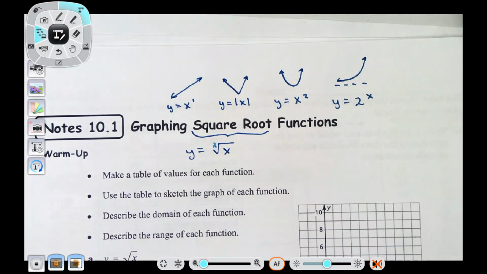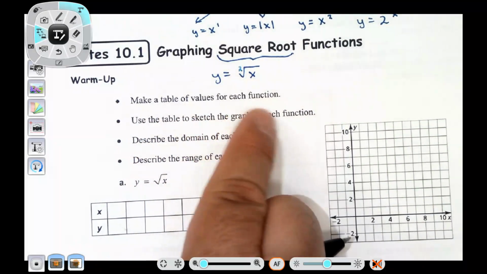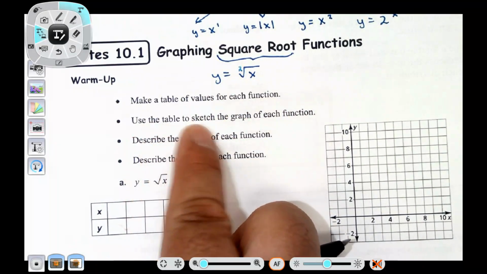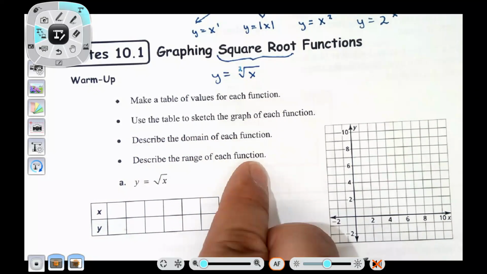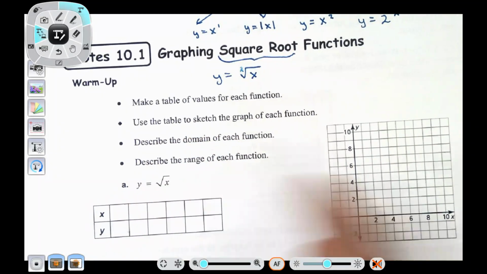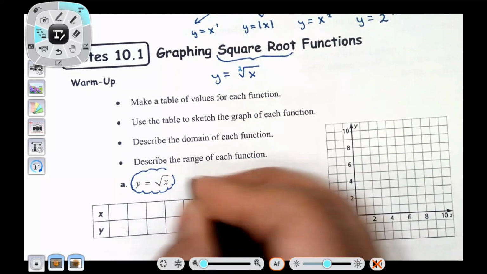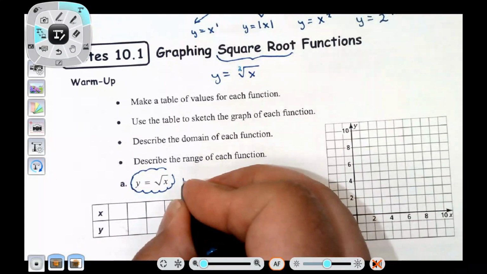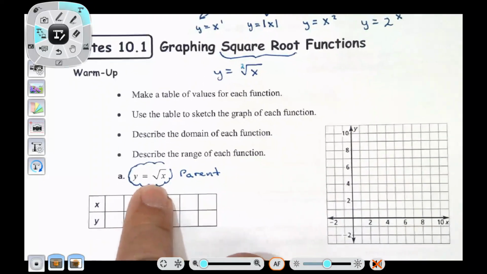So this is a warm up here just to get the idea across. It says make a table of values for each function. Use the table to sketch the graph. Describe the domain of the function. Describe the range. So it says y is equal to square root of x. So here, this is what we call the most basic square root function. It is the parent function. This is what all square roots are going to follow here.